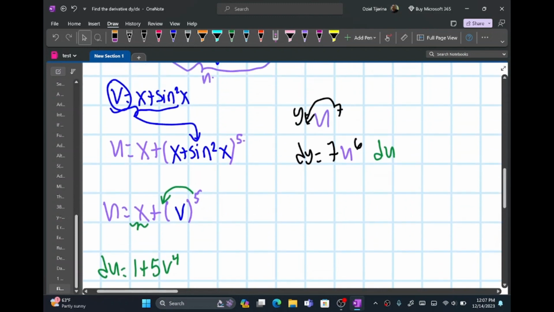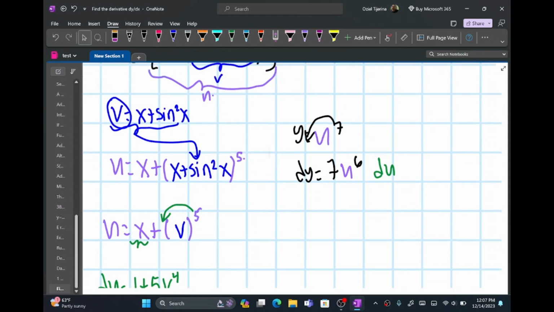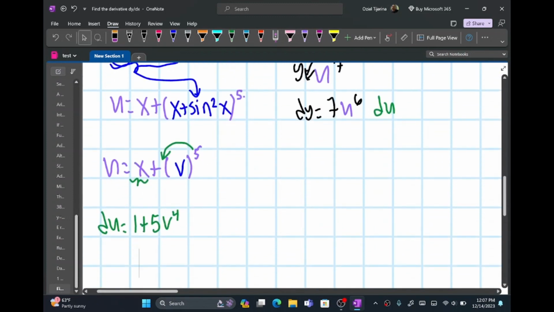So dv is going to be in yet another color. So dv, I'll make it this color.